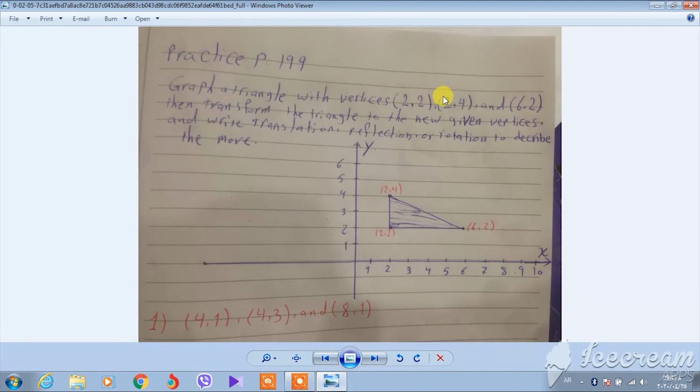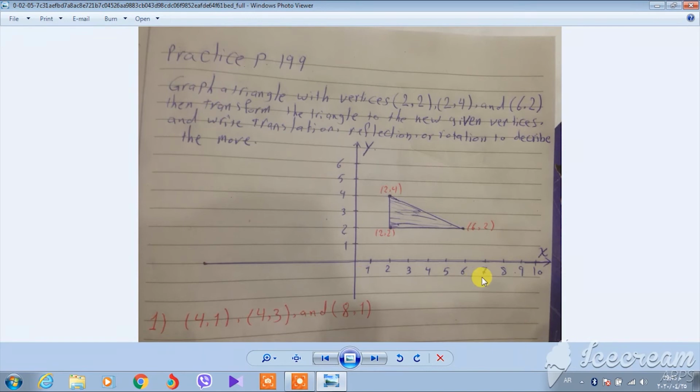After that we have (2, 4). On the x-axis we have 2, on the y-axis we have 4. So this point is (2, 4). After that we have (6, 2). On the x-axis we have 6, this point is 6, and on the y-axis we have 2. This point is (6, 2).